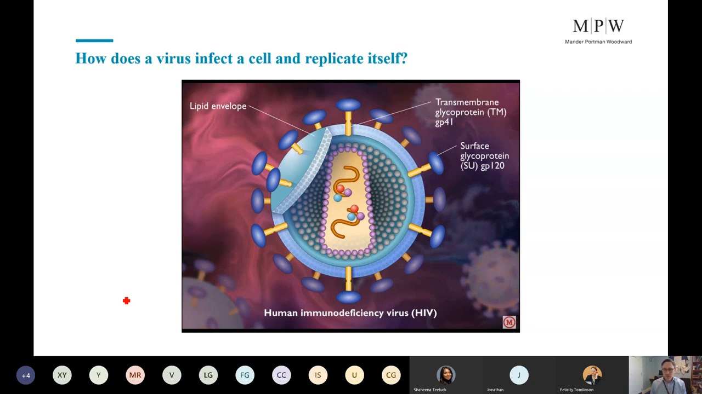GP120 is the key one as the surface protein. We've got the capsid proteins inside, other proteins involved, various other things which we don't need to worry about here. And then right in the middle of that capsid, we've got the RNA. And then we've got those three enzymes that we talked about, the reverse transcriptase, the protease, and the integrase.